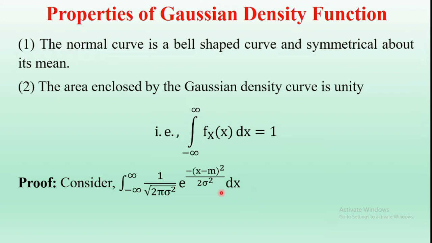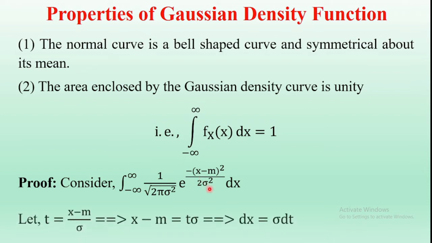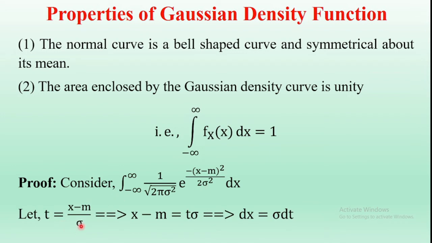Now in this equation, let x minus m by sigma be equal to small t. Differentiating with respect to x, dx is equal to sigma dt, and from this equation x minus m is equal to sigma t. And what are the ranges of x? The ranges are minus infinity to plus infinity. Now we are considering x minus m by sigma is equal to t, so let us calculate the range of t.